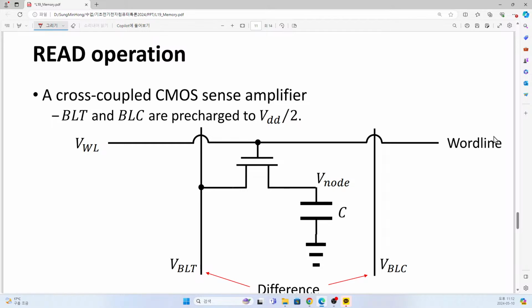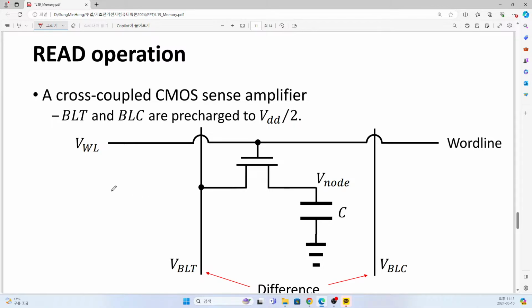Now let's go to the read operation. However, in read operation, we need two different things. One is of course read. Another one is we have to recover our present value. Otherwise, this signal becomes weaker and weaker, and eventually it will disappear. So in order to do that, our read operation is quite important.